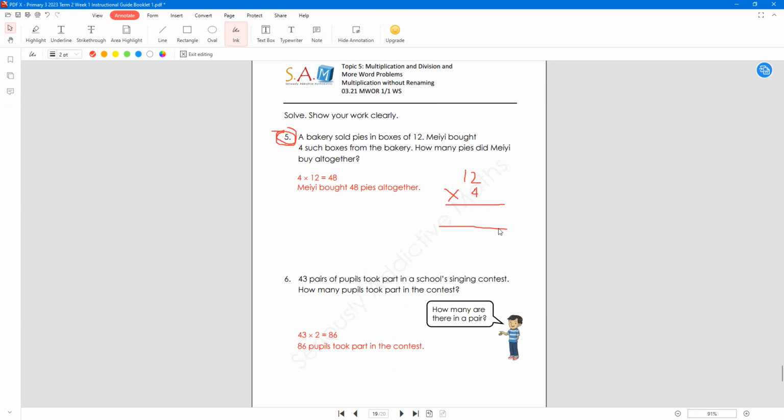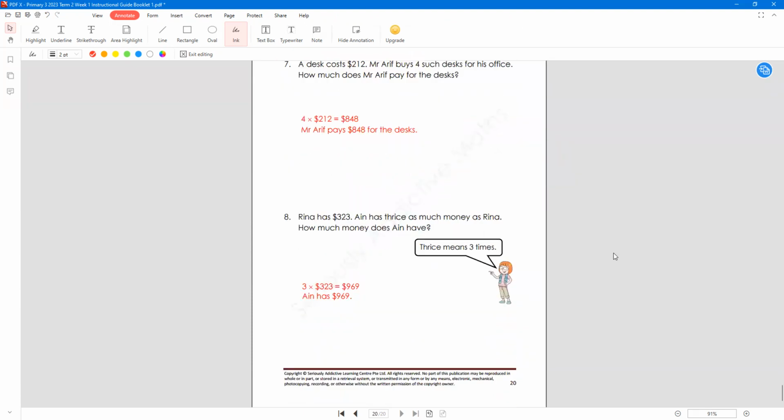So 2 ones times 4 equals 8 ones. 1 ten times 4 equals 4 tens. Sometimes it is hard for them to explain the tens and ones. You can actually draw this at the start to show them as well. So this is fine. And that's it for book 1. Let's move on to book 2.